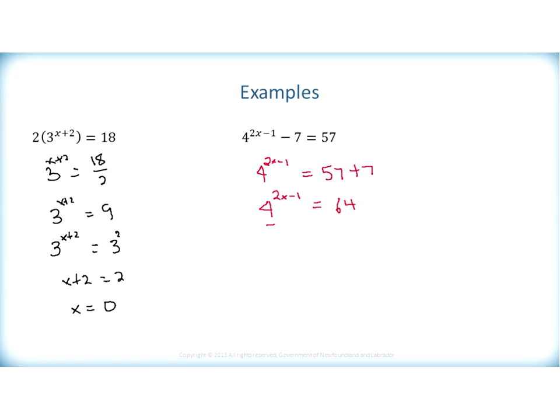We can write both 4 and 64 as a base of 4. So we have 4^(2x-1), which would equal 4^3. So now we have 2x subtract 1 would equal 3. Since the bases are the same, we can use the common base rule. 2x would equal 4. X will equal 4 over 2. X would equal 2.